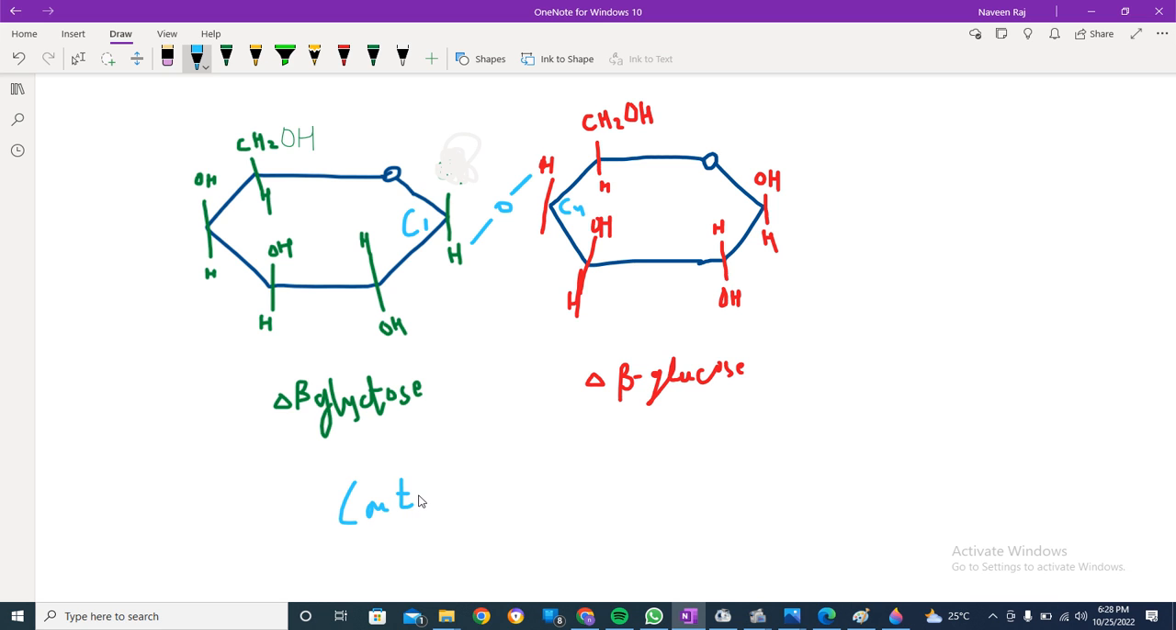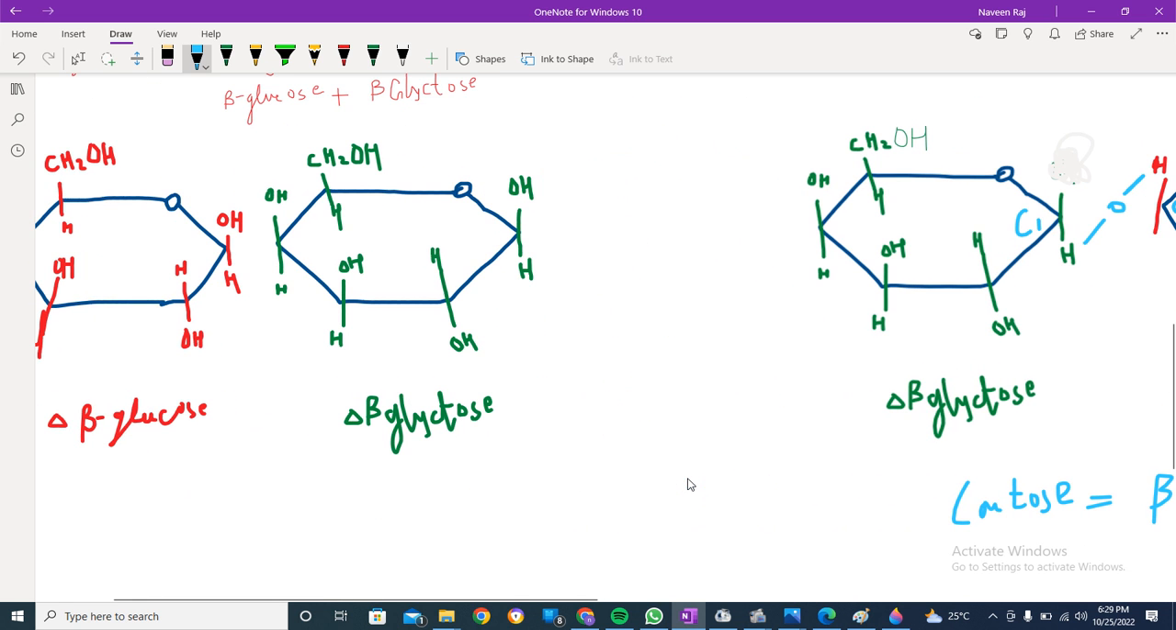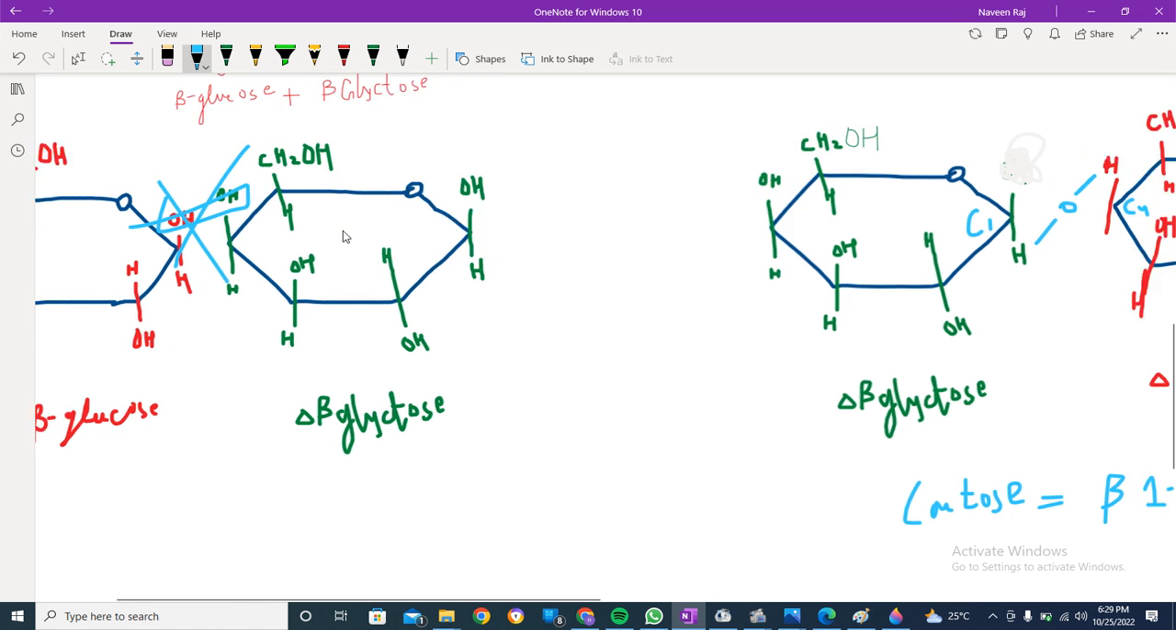Hence we say lactose. Lactose is having what sort of bond? It is having a beta 1-4 glycosidic linkage. I'm writing again: glycosidic bond. So you need to understand this is quite a simple thing, and we cleared the concept that this is not possible over here. This cannot share.